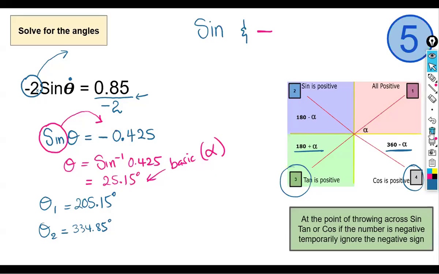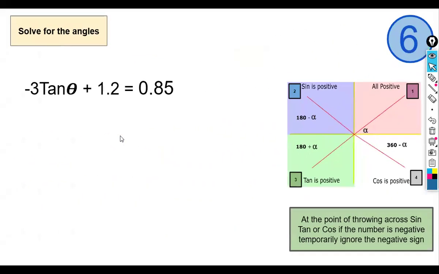Oh no, the trouble has started. It looks a little bit more difficult. Take down this question. Remember, you can only determine if it's a positive or negative question when it's time to throw across the sine, the tan, or the cosine. How much of y'all want a shot at this? Take five minutes. Take a shot. I'll give you one hint.